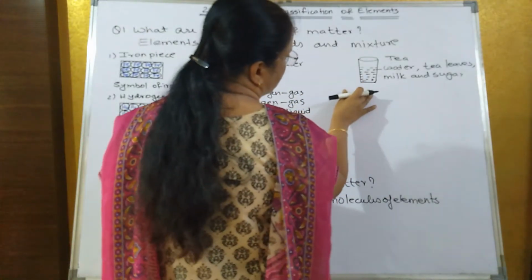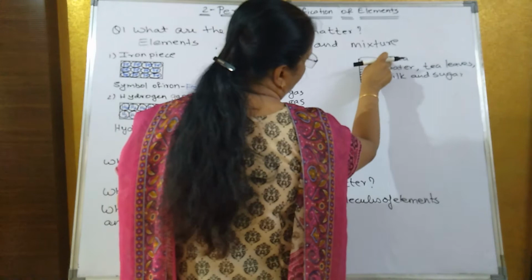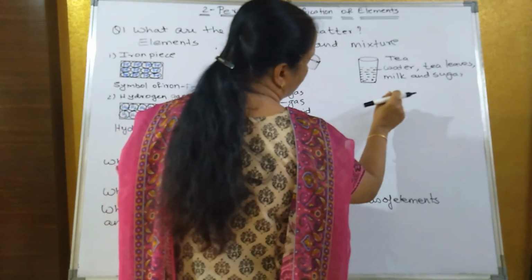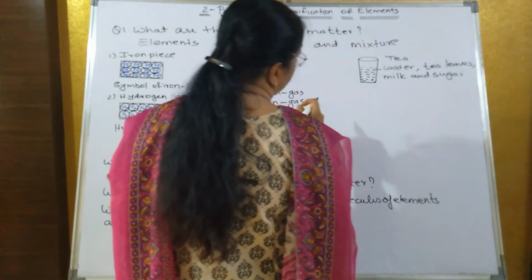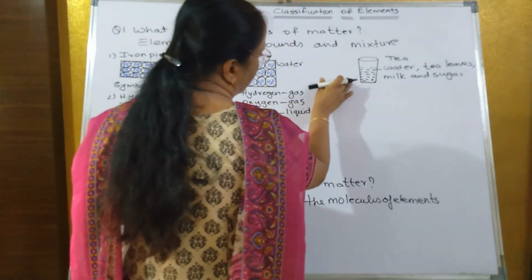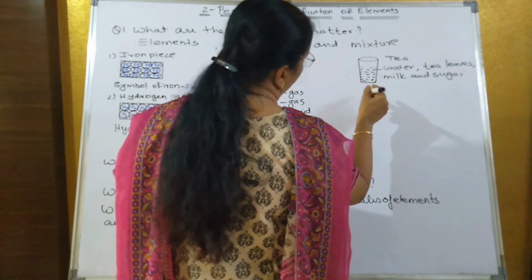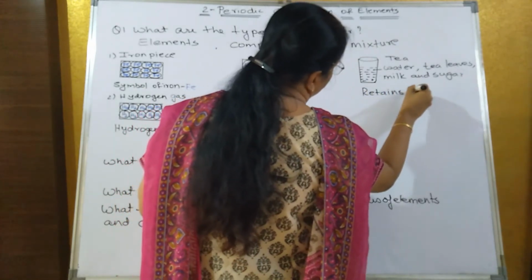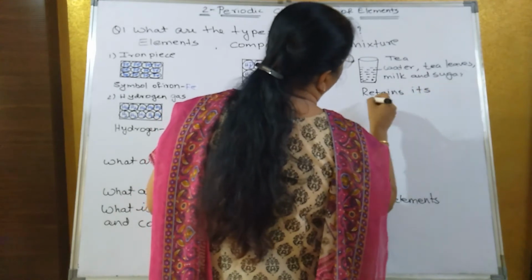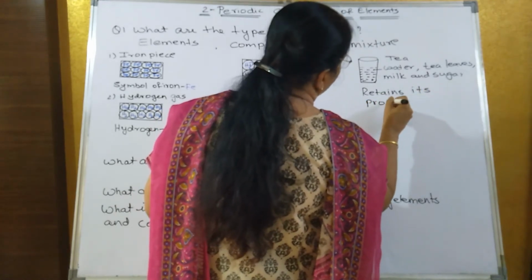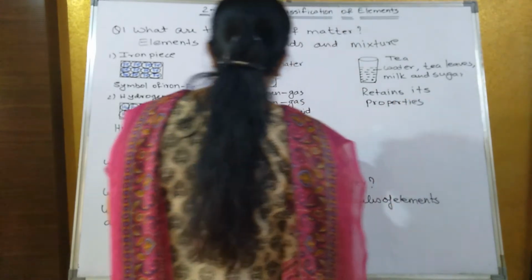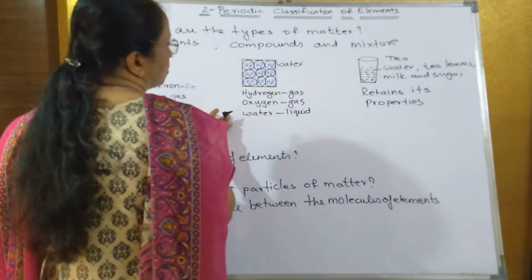Tea is a mixture. Whatever the properties of water, whatever the properties of tea leaves, milk and sugar are, after mixing or making the tea the properties are not lost. It retains its properties. So the properties of a mixture before combining and after combining remain the same. It is not lost.